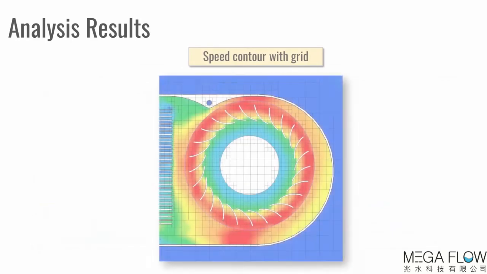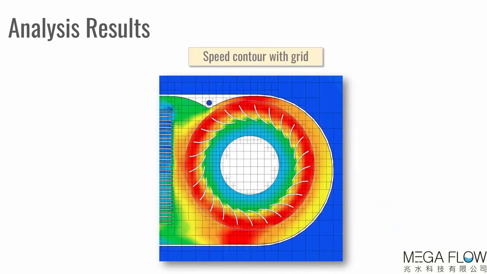The next plot shows a speed contour with a computational grid. The grid is fairly coarse for this type of analysis, and a minimum of 2 to 3 grid cells are recommended between the rotating region boundary and immovable stationary bodies and between the end of the rotor blades.